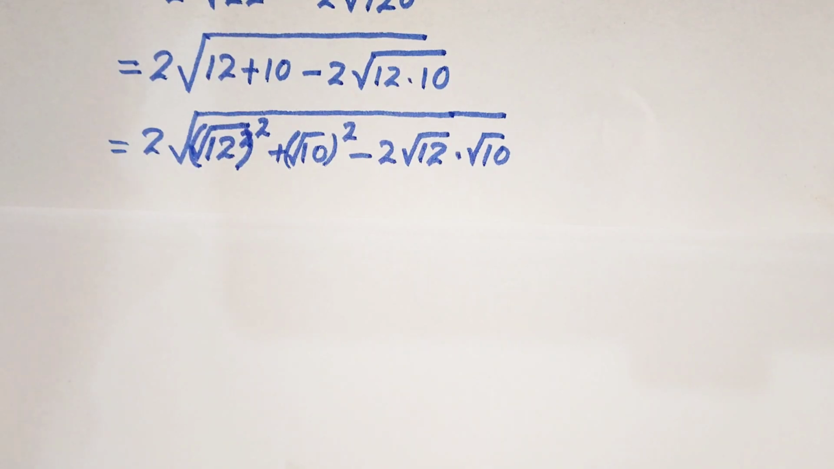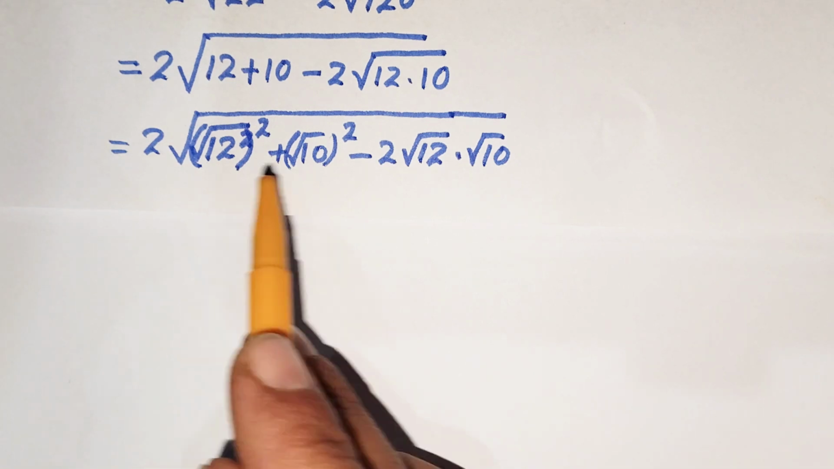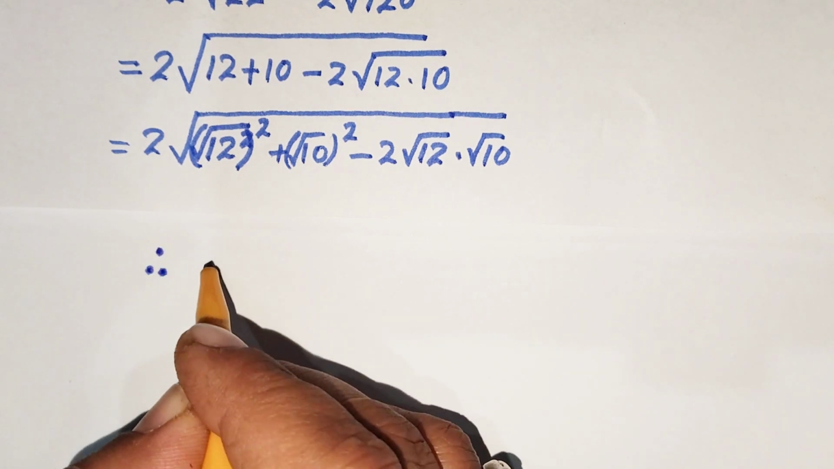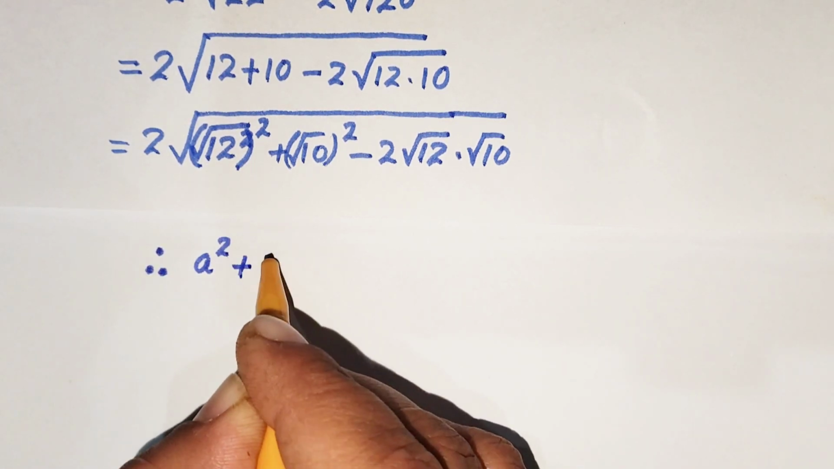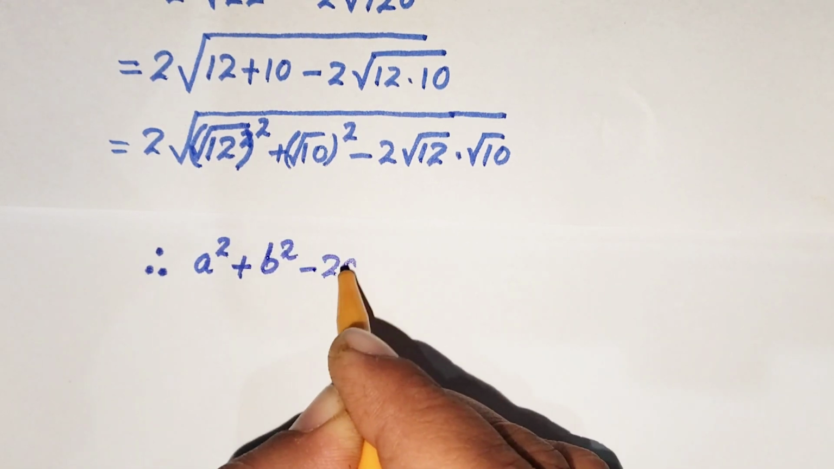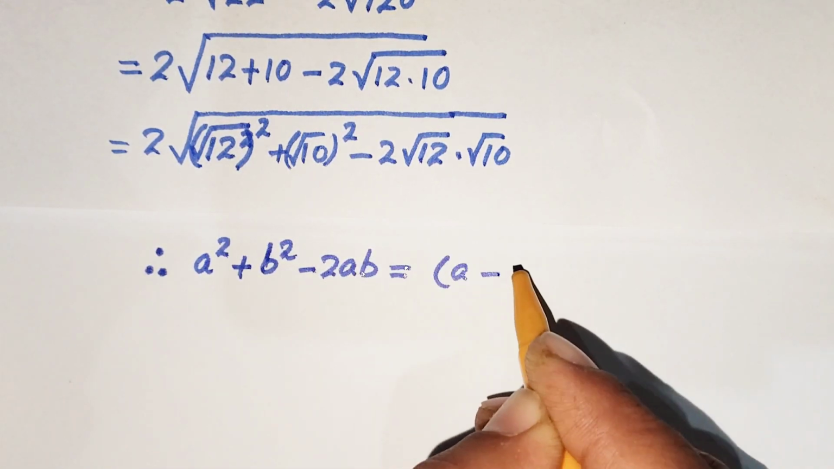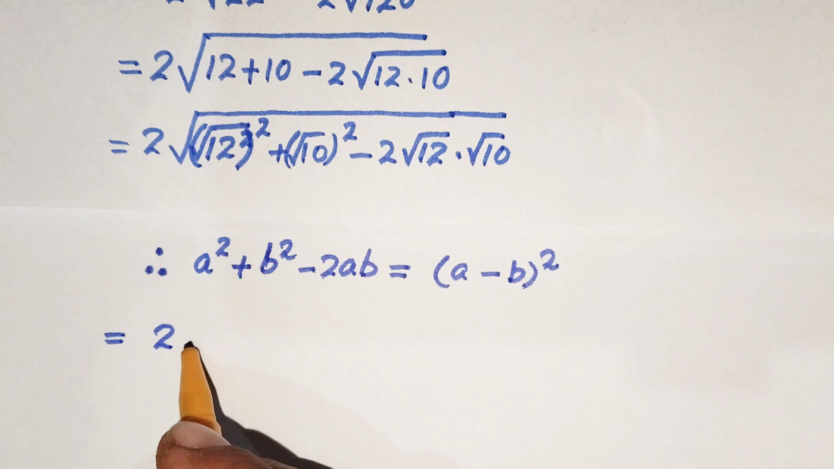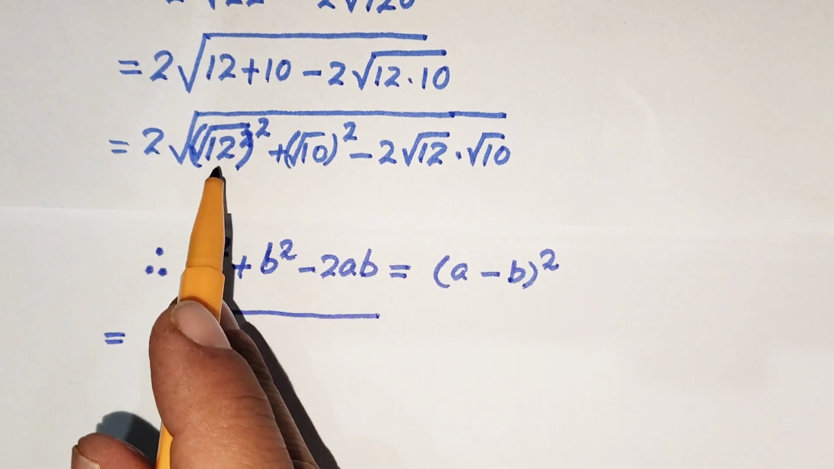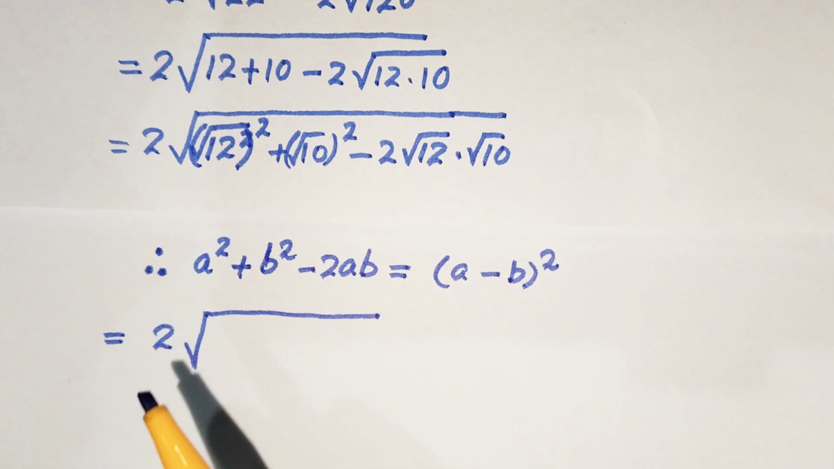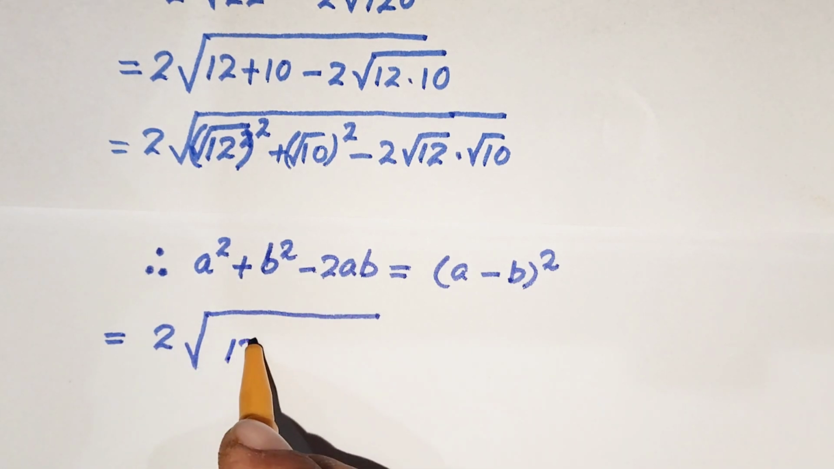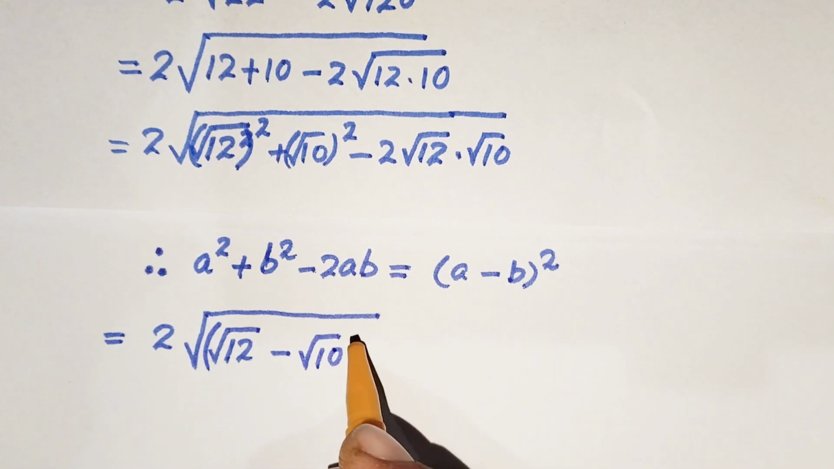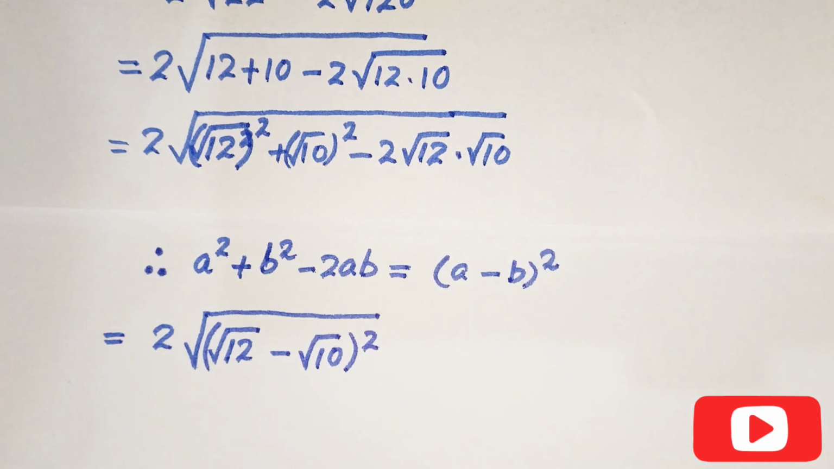Right, now we are going to use an algebraic identity here: a square plus b square minus 2 times a times b is equal to a minus b whole square. So it can be written as 2 times the square root of a minus b whole square, where let us consider a is the square root of 12 and b is the square root of 10.